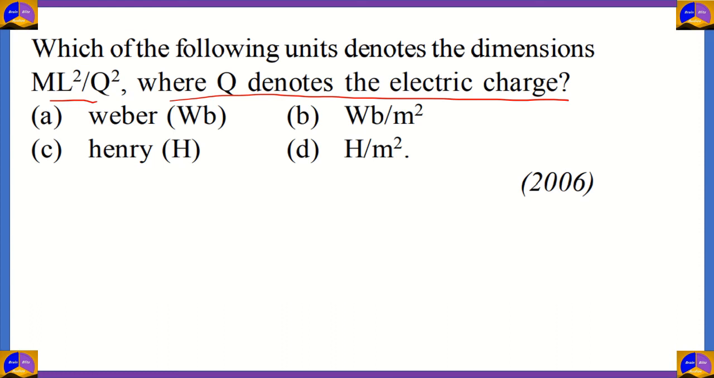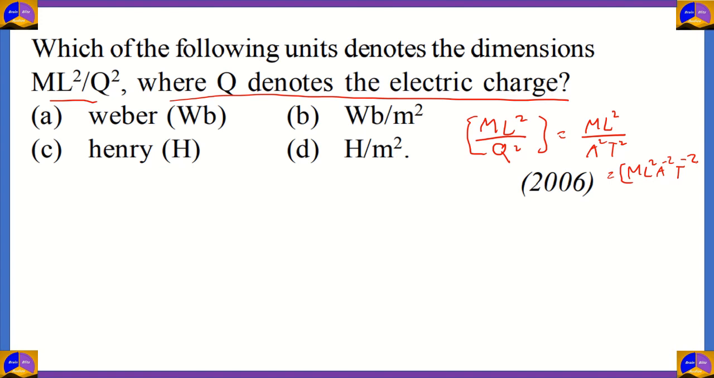So if you have learned dimensional analysis, you would know that electric charge isn't one of the 7 fundamental units. So we have to convert charge and then find out the actual formula. So ML squared divided by Q squared is equal to ML squared divided by A squared T squared. So that is equal to ML squared A raised to minus 2 T raised to minus 2.